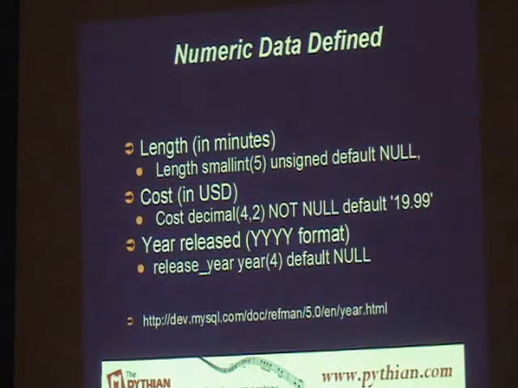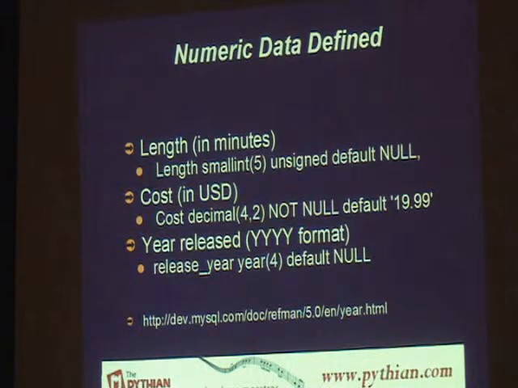So numeric data defined, I picked smallint for the length in minutes because I figured it might go over 255 minutes. It's probably not going to go a few orders of magnitude more than that. Cost in US dollars, cost decimal 4,2. So decimal takes 2 numbers. The first number is the total number of digits that are in it. The second number is the number of decimal places.